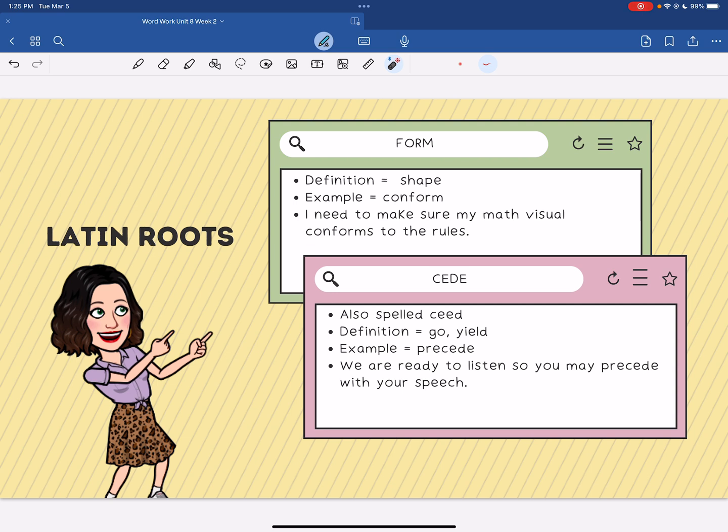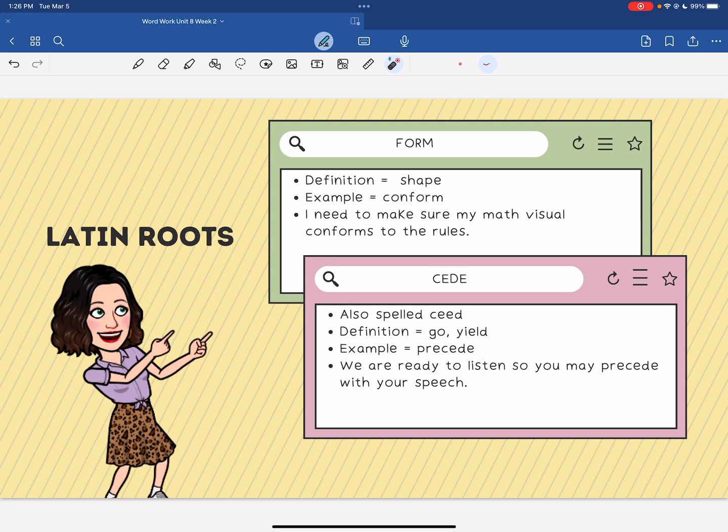And the last root word we're going to talk about is ced. Ced is also spelled C-E-E-D. It's commonly spelled C-E-D-E. It's also spelled C-E-E-D. These both have the same meanings. Both mean go or yield, as in precede. An example of this is, we are ready to listen, so you may proceed with your speech.